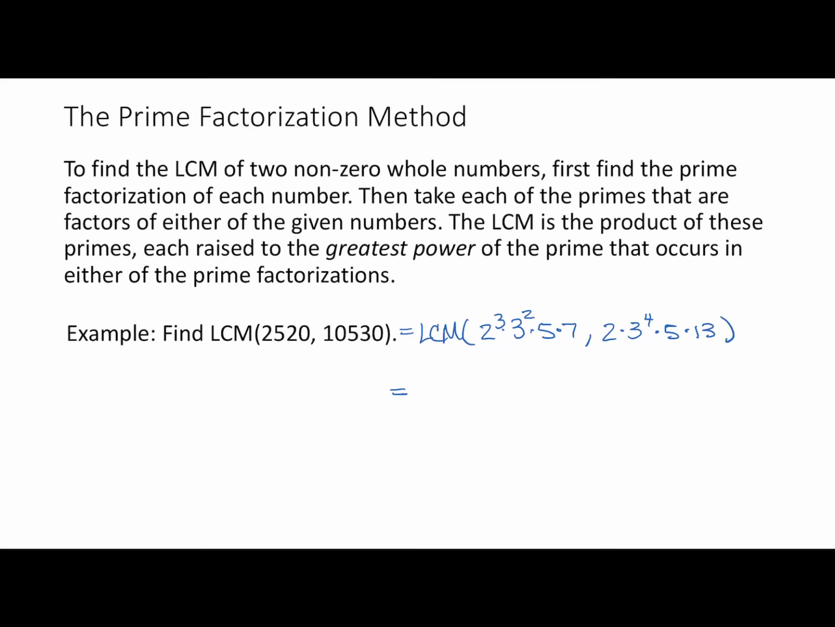So the least common multiple is found by taking each prime that occurs in either factorization raised to the highest power that appears. So I have a 2 in both factorizations. 2 cubed is the highest power, so I'm going to have a 2 cubed times a 3 to the power 4 times a 5 to the first. 7 only appears in the first factorization, so I'm going to have a 7 to the first. And 13 only appears in the second factorization, so I have 13. So this is my least common multiple.